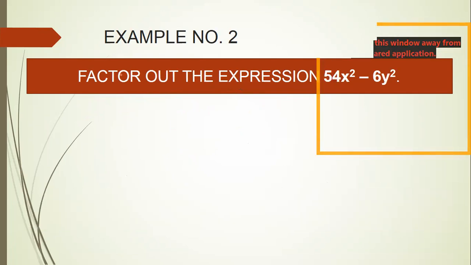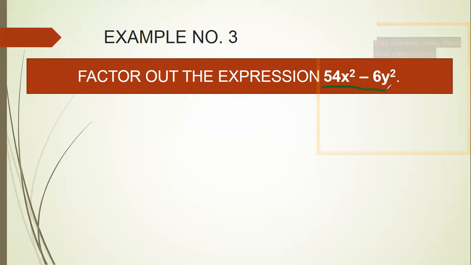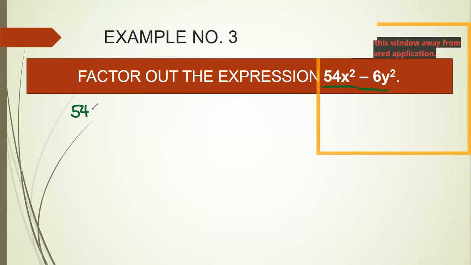Okay, so we're asked to factor the expression 54x squared minus 6y squared. So I'm going to copy the expression: 54x squared minus 6y squared. The question is, are we going to use the difference of two squares formula directly?